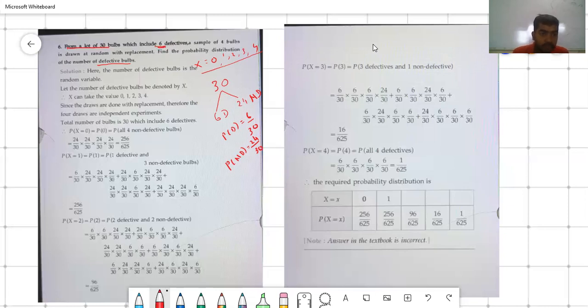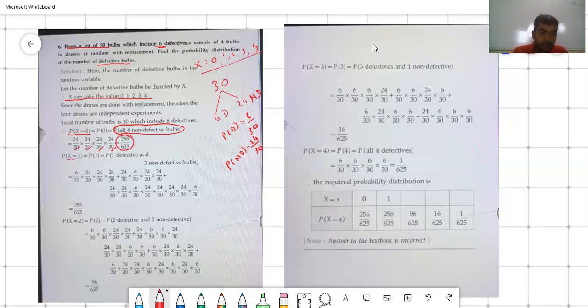Now for X is equal to 0. X takes the values 0, 1, 2, 3 and 4. For X is equal to 0, that means non-defective, so all the 4 bulbs are non-defective. For each of the 4 bulbs, this is 24 by 30, 24 by 30, 24 by 30, 24 by 30. So we have 256 by 625.